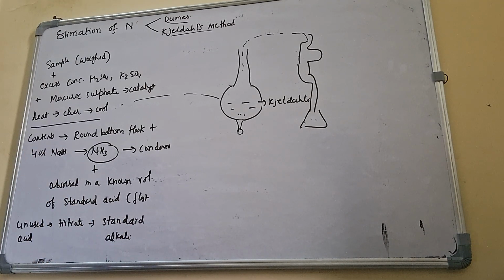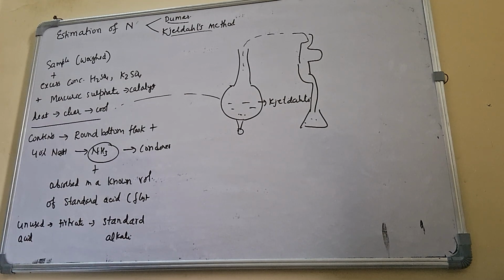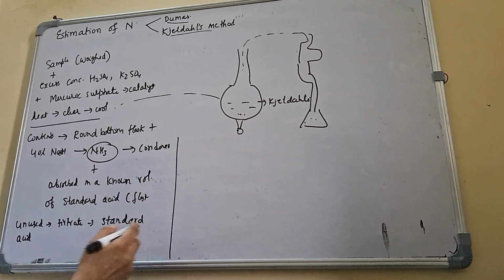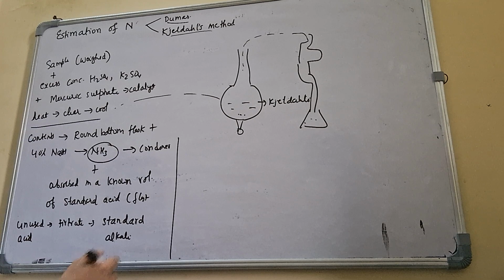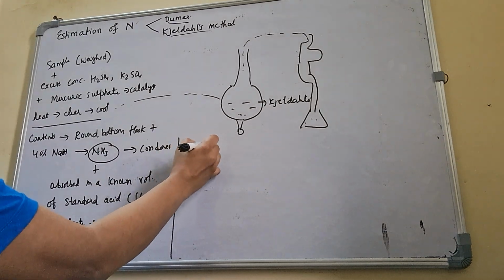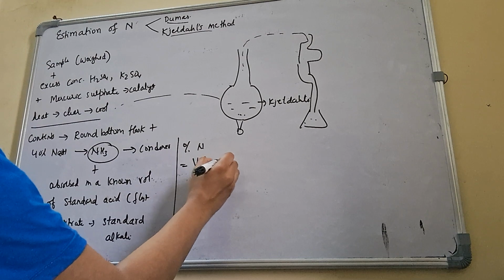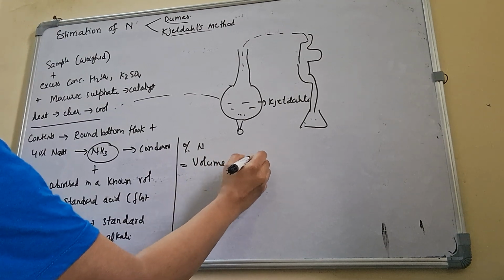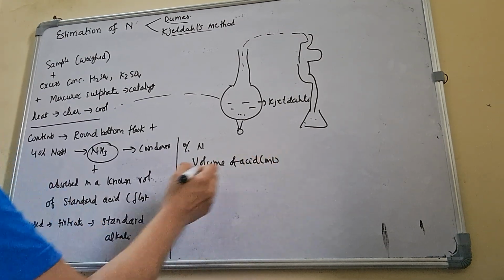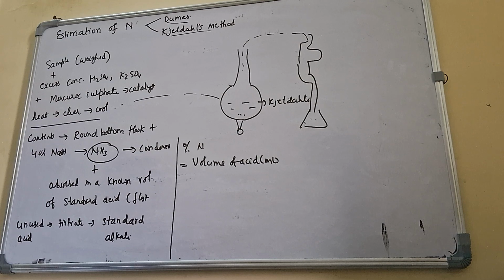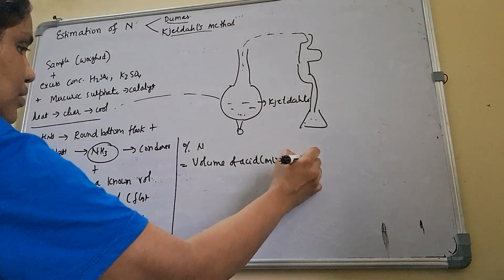Alright, so next from this, how do you calculate the percentage nitrogen? Let us understand. Percentage nitrogen will be equal to the volume of acid in ml, which you can measure, the unused acid, correct, into the normality of the acid.